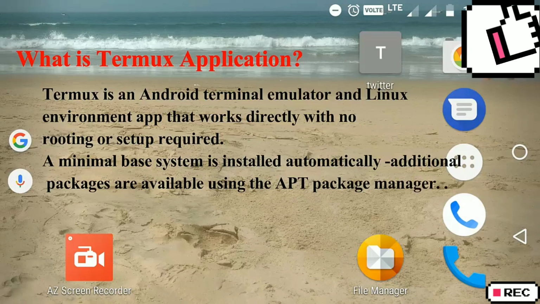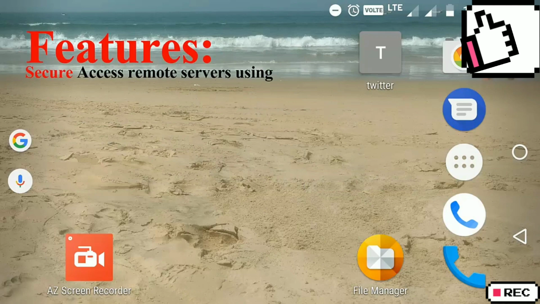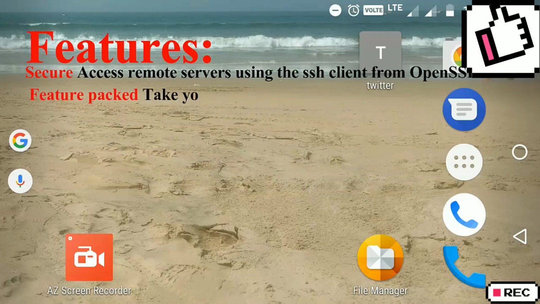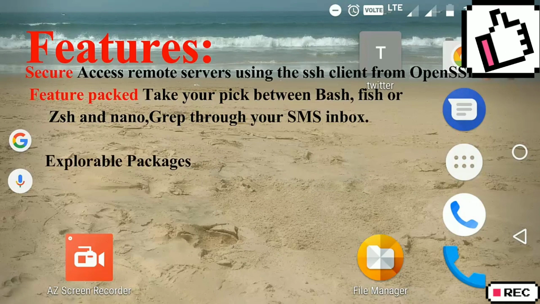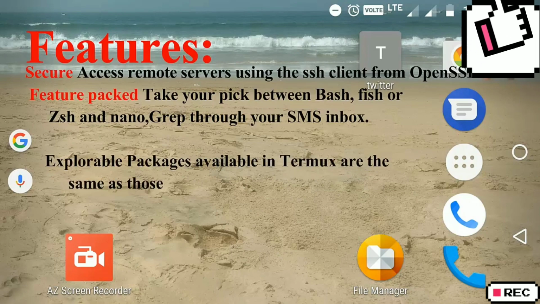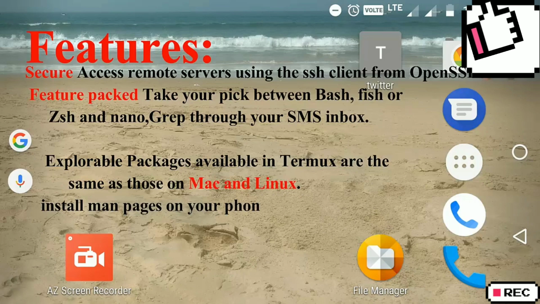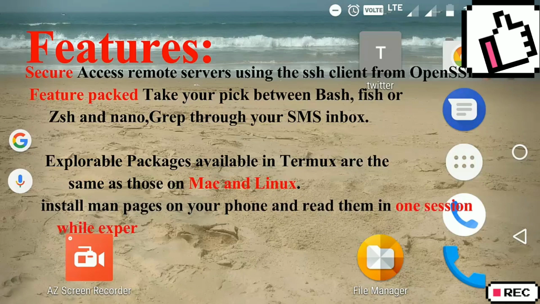You can add additional packages by using the apt package manager, and it is also secured for remote services using the SSH client from OpenSSH. So before going to the further explanation, I am going to tell you what OpenSSH is.